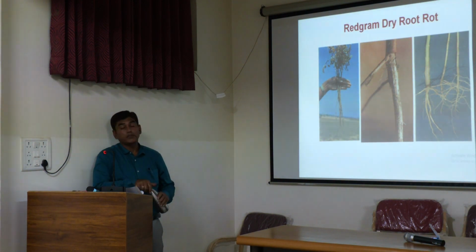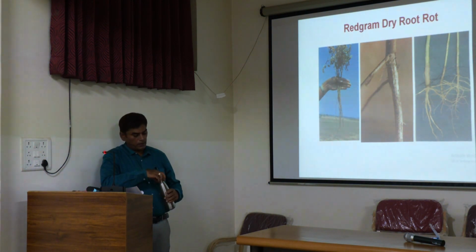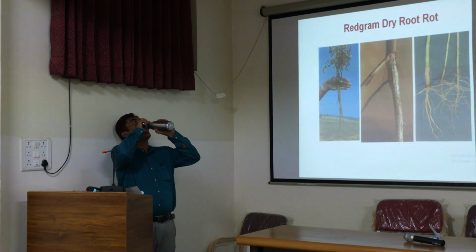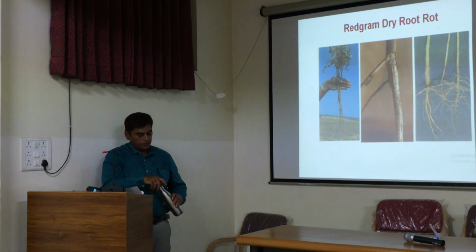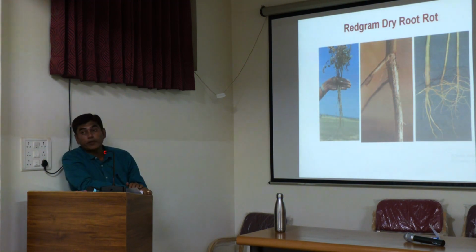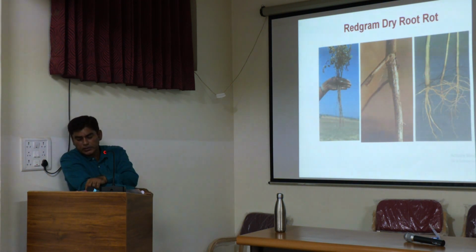Red gram dry root rot, caused by Macrophomina phaseolina. It is really a nightmare to our pulse farmers. Nowadays, during the last 2 years, there is a severe outbreak of this disease. This disease is very difficult to manage since it is seed-borne, soil-borne, and airborne.